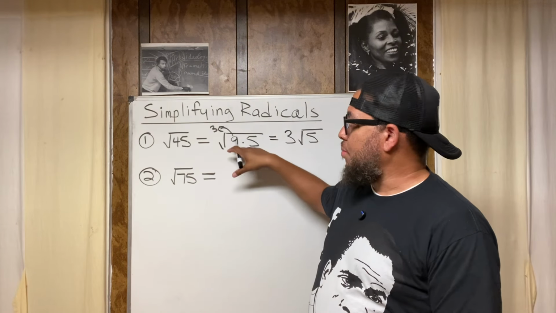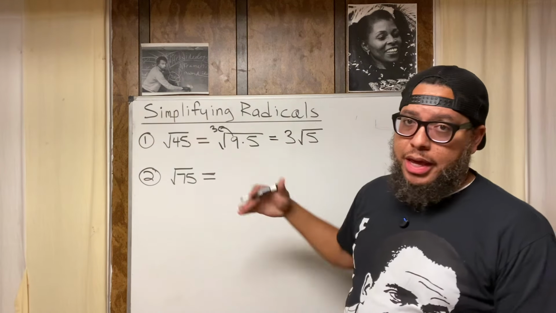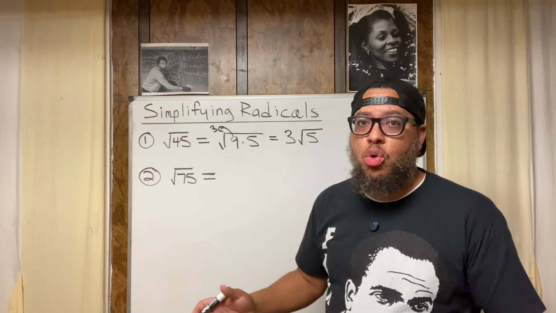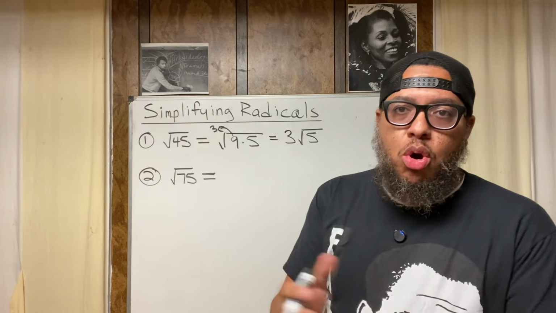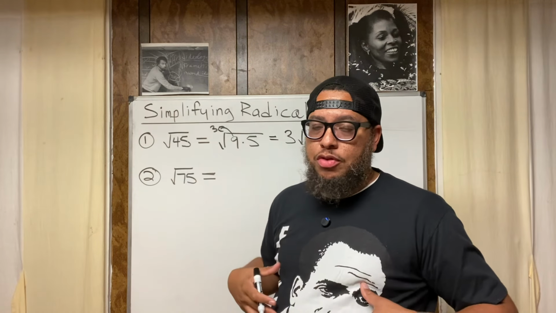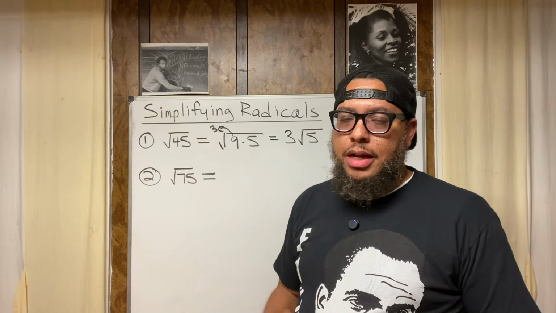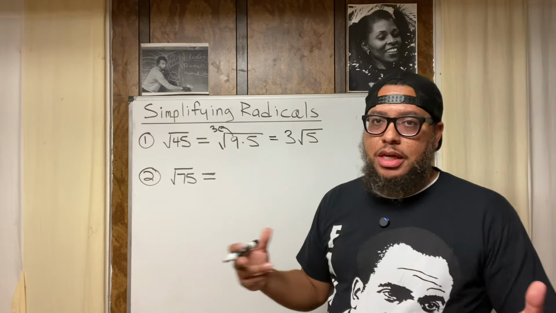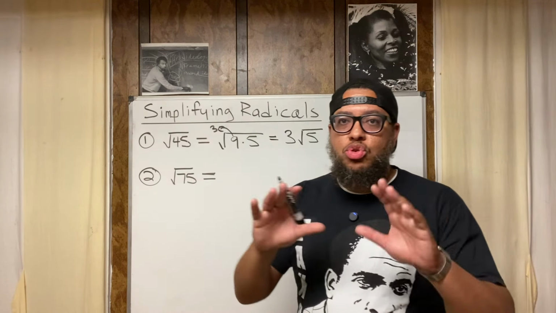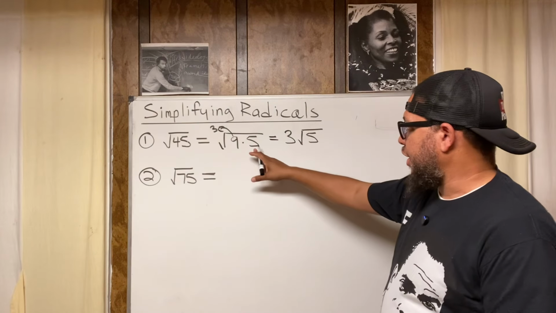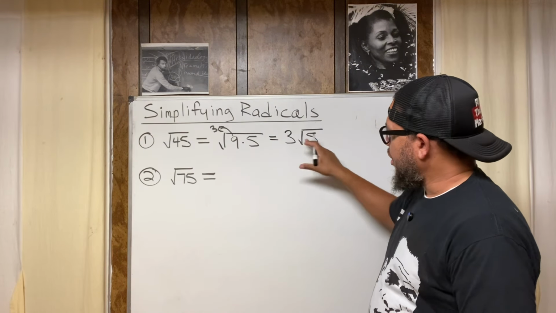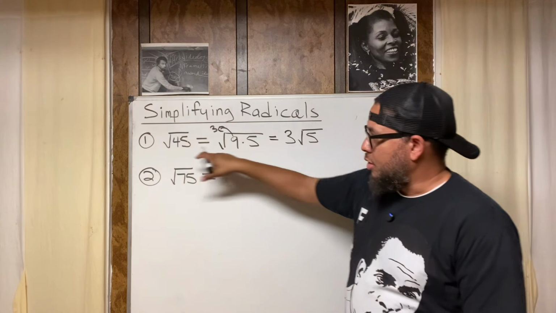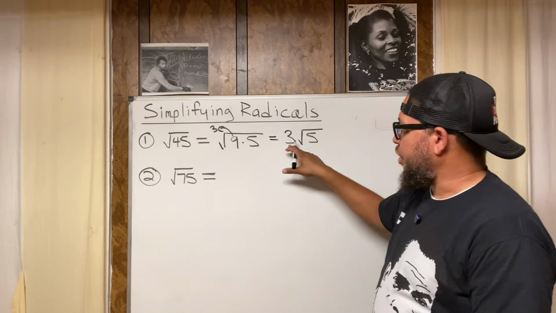So the 9 can come out because it is a perfect square. The 5 can't come out because it isn't a perfect square. The 5 is a prime number, and there's no whole number. How do I know it's not a perfect square? There's no whole number that I can multiply by itself to equal 5. In the real number system, it doesn't exist. The only way I can multiply two numbers to get 5 is 5 times 1. Those are two different numbers. That's why the 5 can't come out. That's why the 5 is still in the house. The 9 came out and turned into a 3. That's the final answer. So the square root of 45 is equal to 3 root 5.